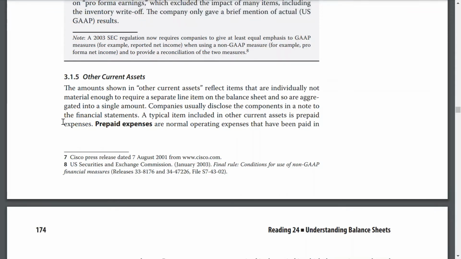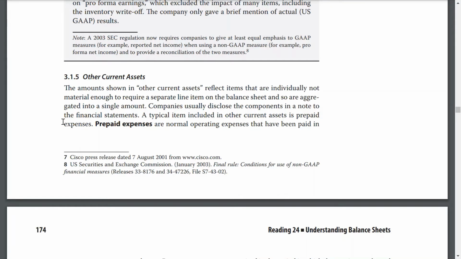The amount shown in other current assets reflects items that are individually not material enough to require a separate line item on the balance sheet. And so they are aggregated into a single amount. Companies usually disclose the components in a list in a note to the financial statements.